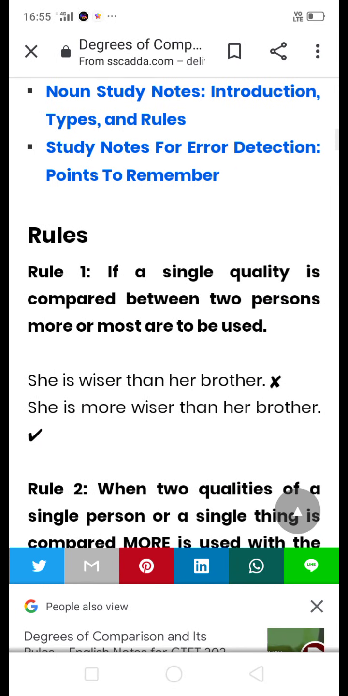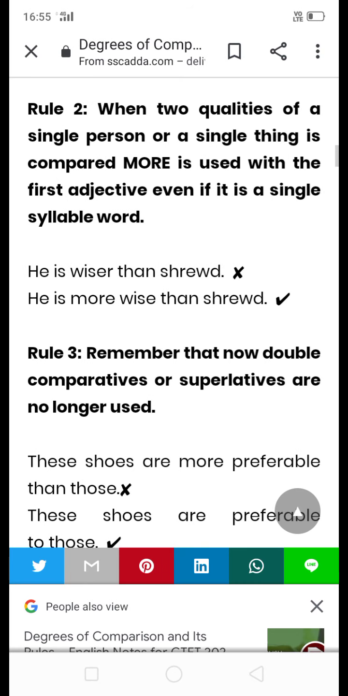Then the next rule is the second rule. When two qualities of a single person or a single thing are compared, two qualities but a single person. In the first rule there is one quality, two persons. Here two qualities, one person or one thing only. And that time more is used with the first adjective even if it is a single syllable word. Means if there is a single syllable word, then also we are writing more before the adjective. Before the first adjective.